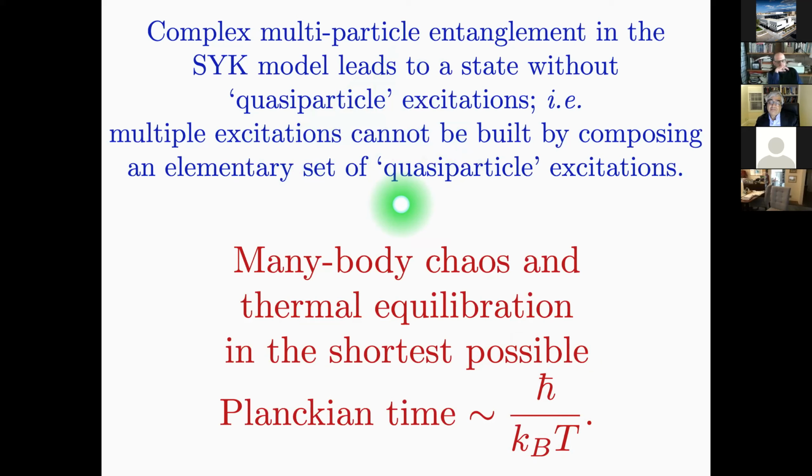So for example, in a Fermi liquid or a metal, this time would be roughly 1 over temperature squared. Whereas here it is 1 over temperature. So as temperature goes to 0, this is a much, much shorter time.